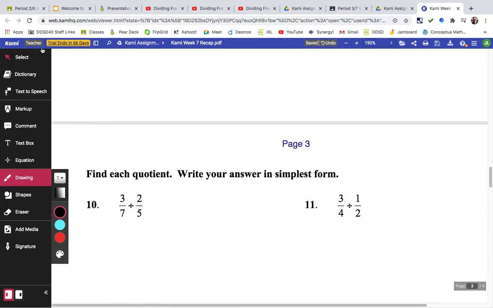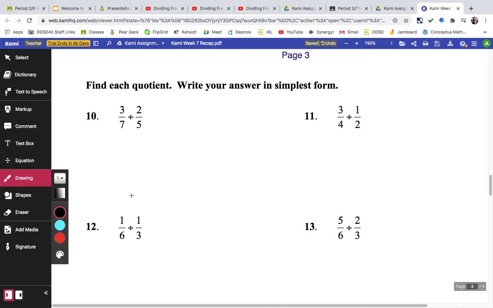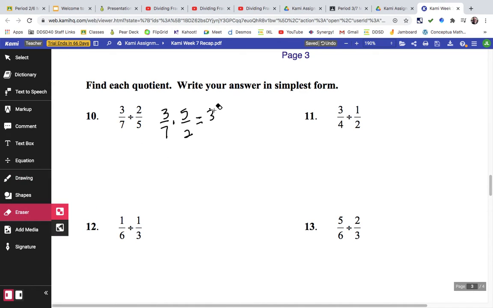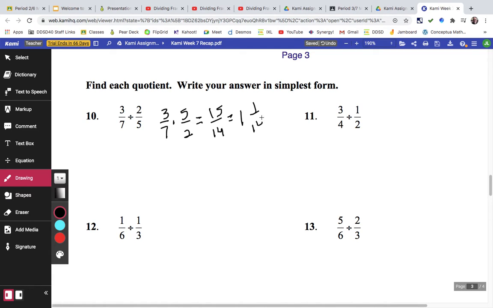And then we did these 4 problems. So this is 3/7 times 5/2. So that's equal to 30, or excuse me, equal to 15/14, which is 1 and 1/14. You might want to stop right now and try 12, 13, and 14, or 11, 12, and 13, and then I'm going to do the answers. I'll pause for just a moment and let you do that.